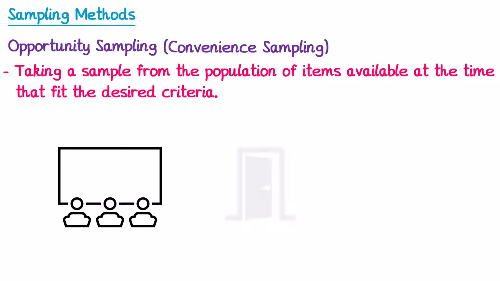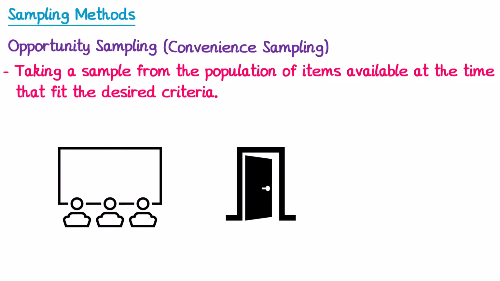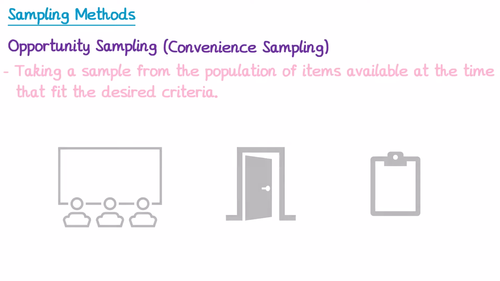A researcher could stand at the exit to the cinema and then just ask people as they come out the door to fill in a survey. There's no random selection involved at all. You can see it's highly convenient for the researcher. They simply ask the first available person that comes out of the door and then continue with this until they've asked enough people for their sample to be completed. This is why it's sometimes called convenient sampling as well.